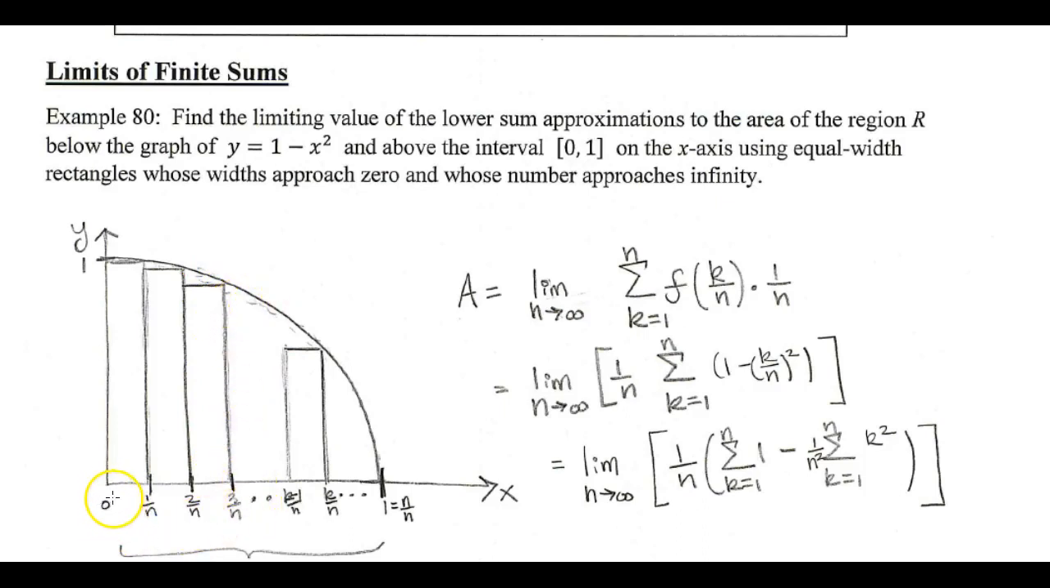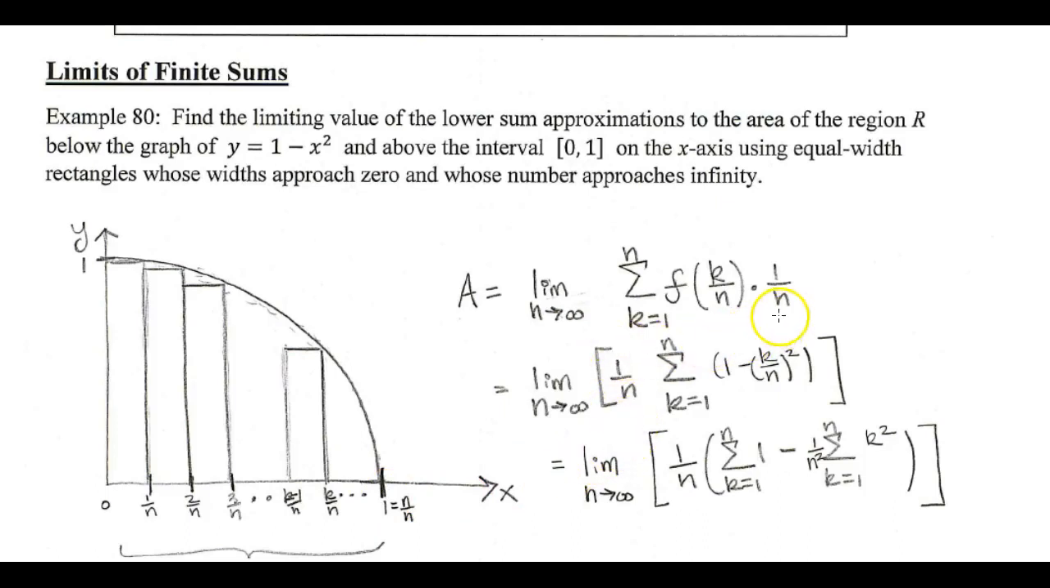Notice the first rectangle will go from 0 to 1 over n, whatever n is, right? So n is a fixed number. 0 to 1 over n. The next one will go from 1 over n to 2 over n. The next one will go from 2 over n to 3 over n. The last one will go out to n over n, which is 1.